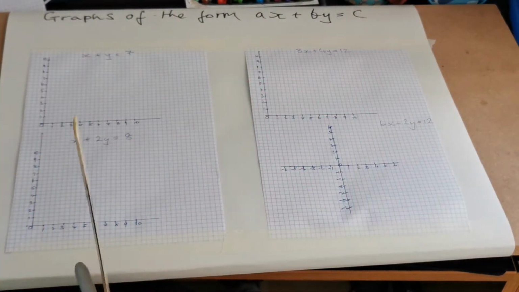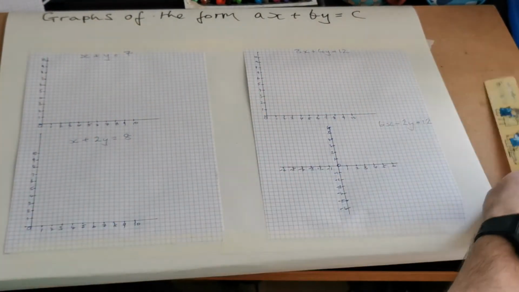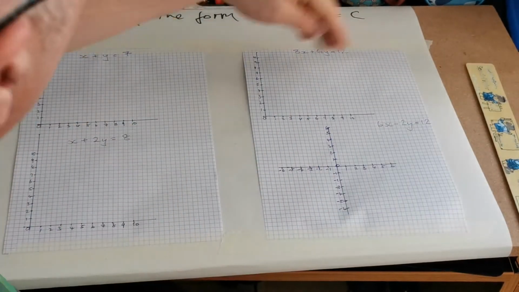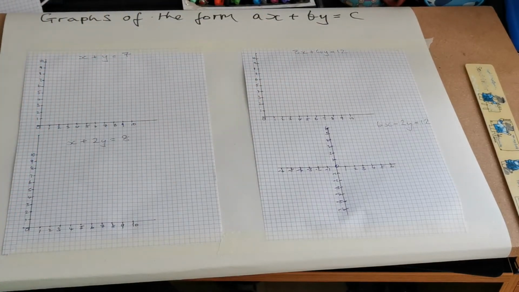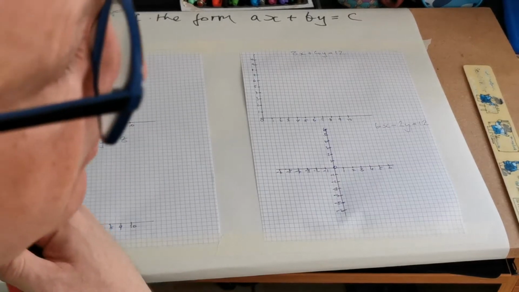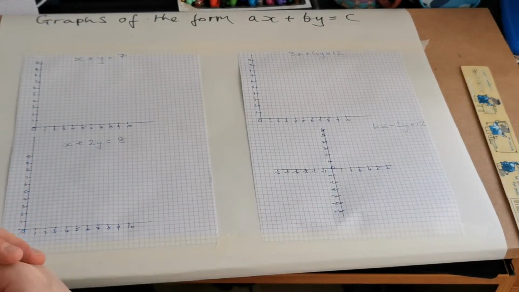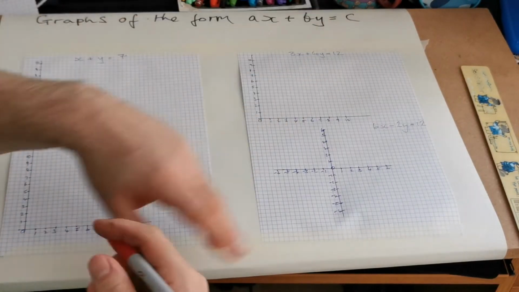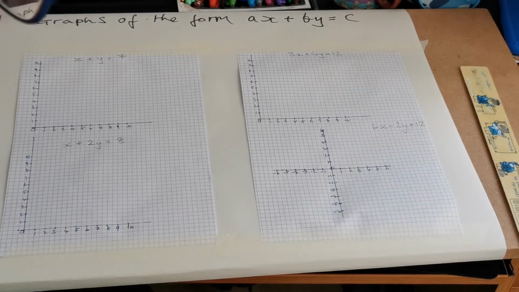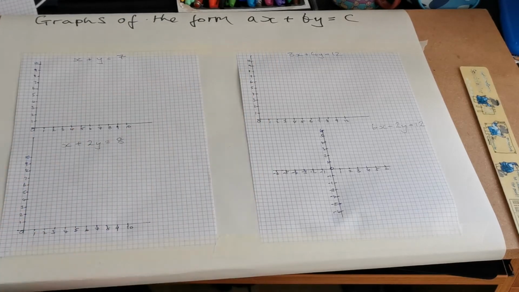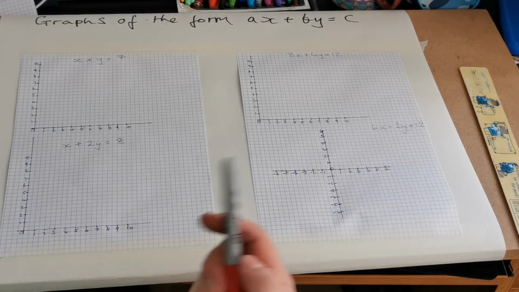Hi guys, I just thought I'd go through a quick way in which you can draw graphs which have this sort of format: a number of x's plus a number of y's equals another number. Now it is a rearrangement of y equals mx plus c, but sometimes it's neater because if these were in y equals mx plus c forms, they would have fractions, and these don't have fractions, and that makes them neater and in some ways easier to draw.